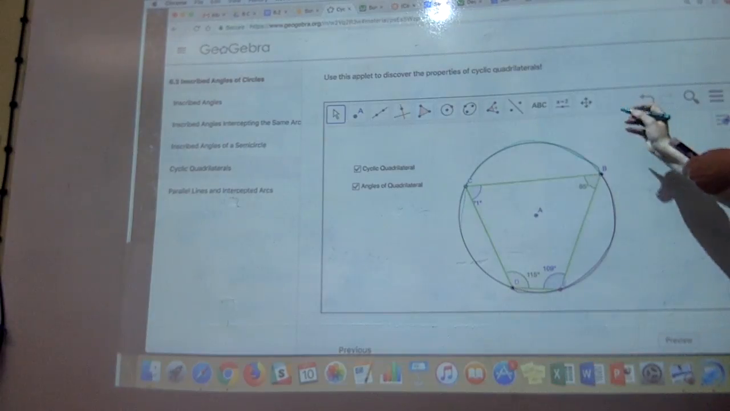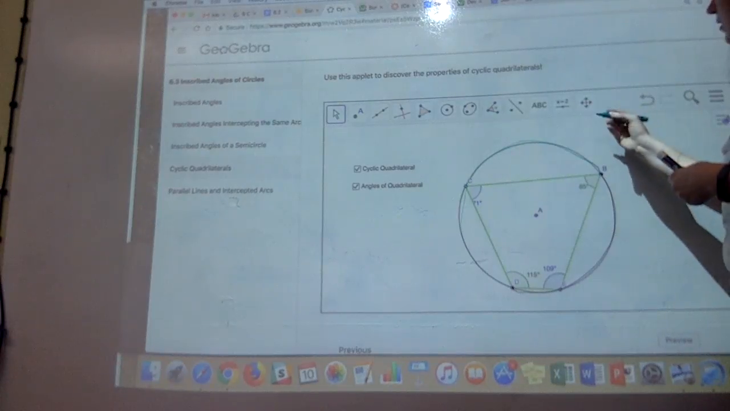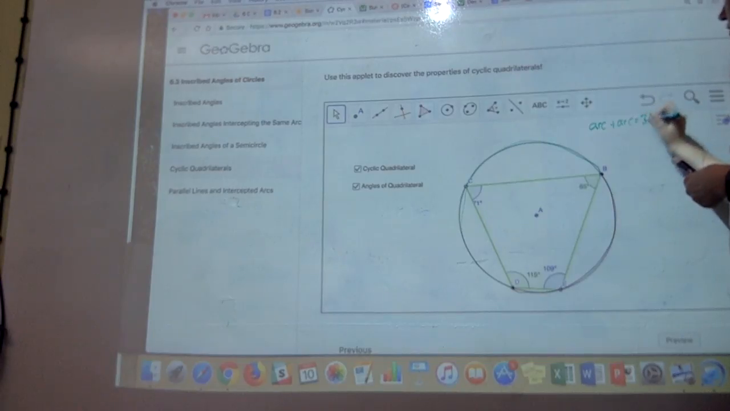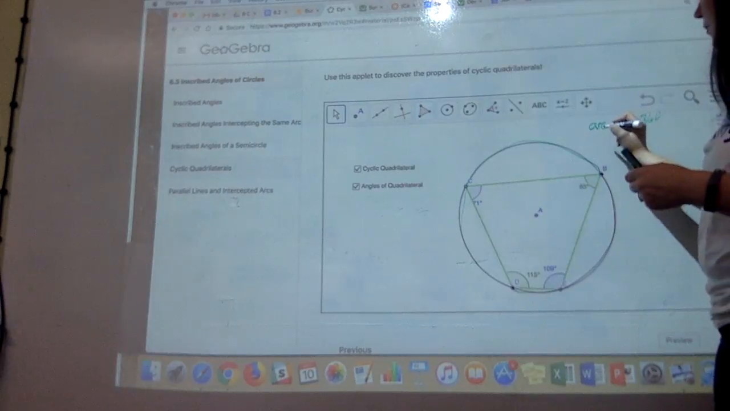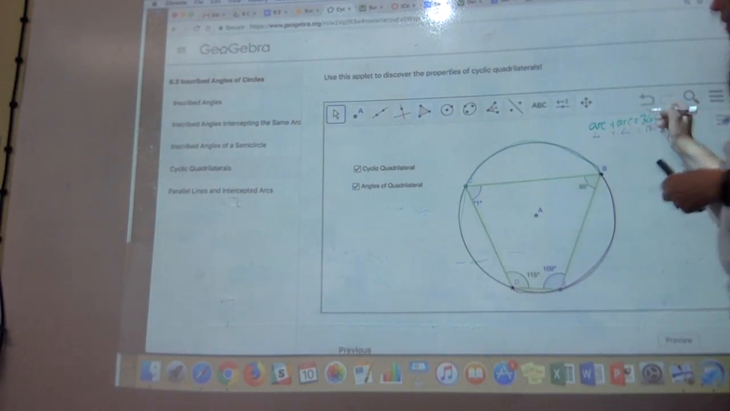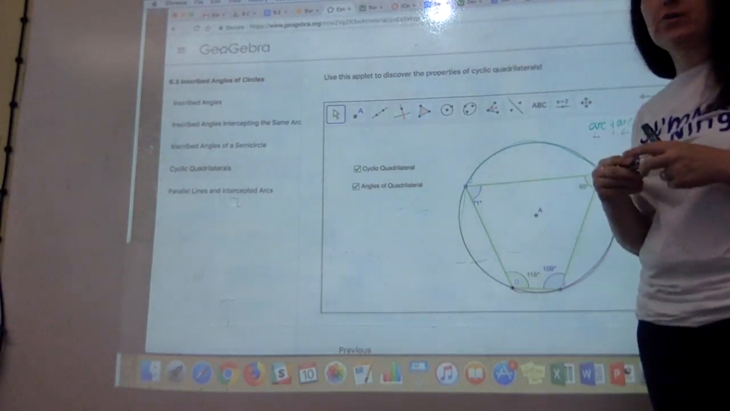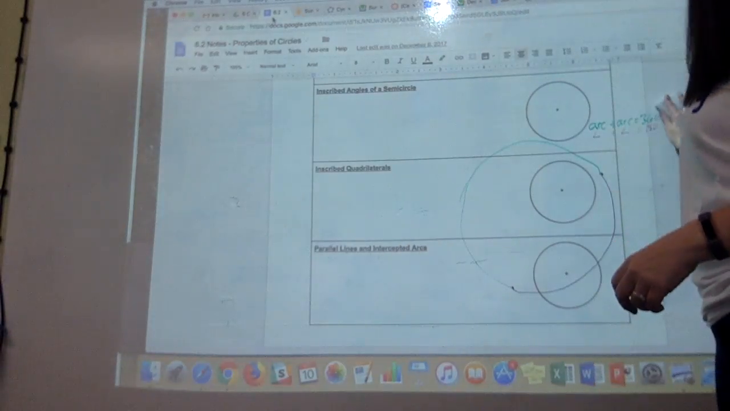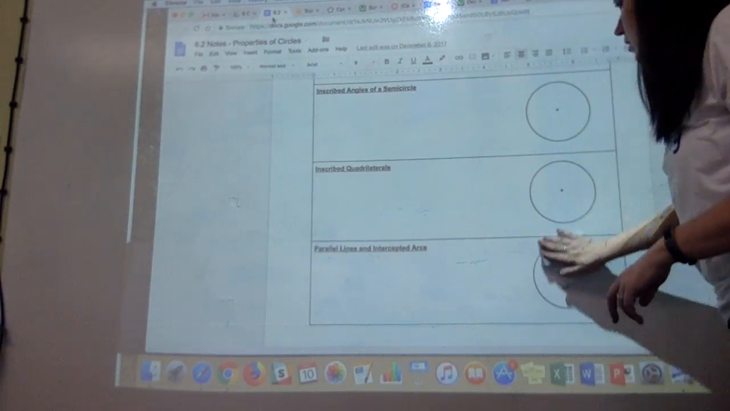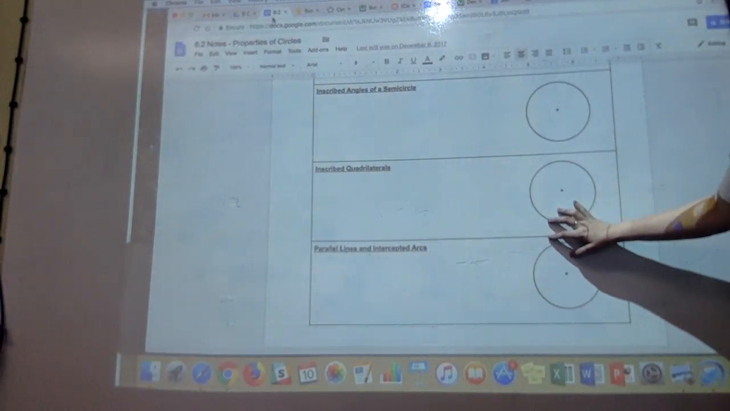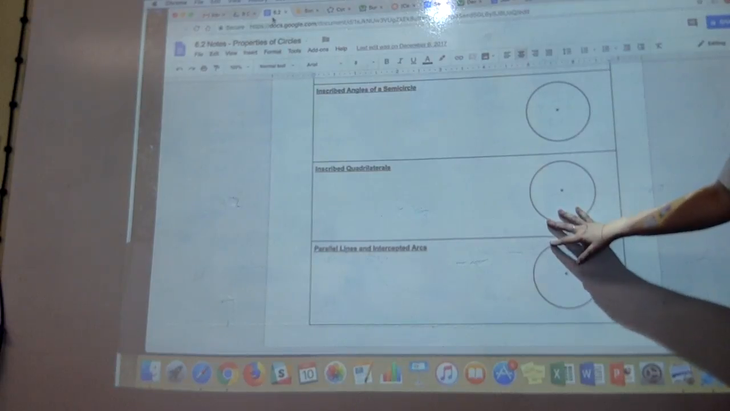So the arc plus the other arc makes the full circle, which was 360. The inscribed angle plus the inscribed angle, those are going to be half of that, which is why they add up to 180 degrees. So what's our rule? What do we now know? Back to the properties of the circle. What is my rule?